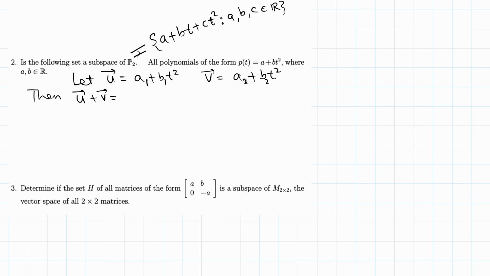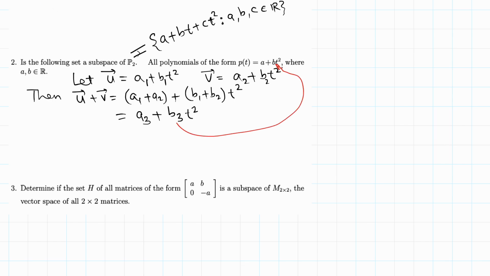If we add these two, then a1 and a2, those are numbers we can collect in one place. b1 t squared and b2 t squared, we can collect b1 plus b2 and t squared. This is in fact a1 plus a2, we can just write some other number, plus another number t squared, and this is in fact of this type, a number plus another number t squared. So that is in fact there. So that's in the collection.